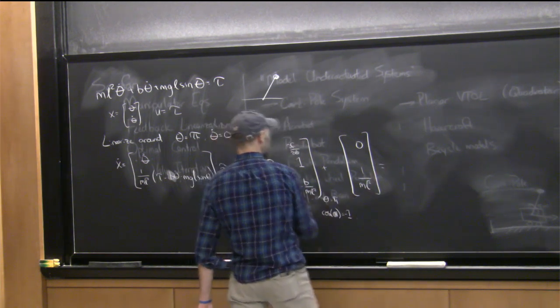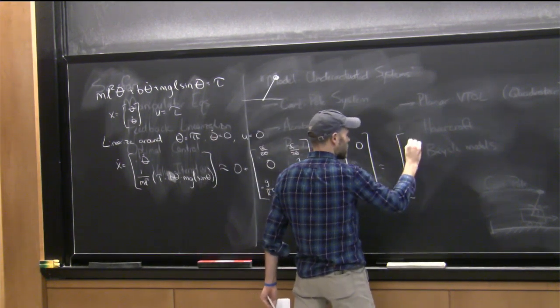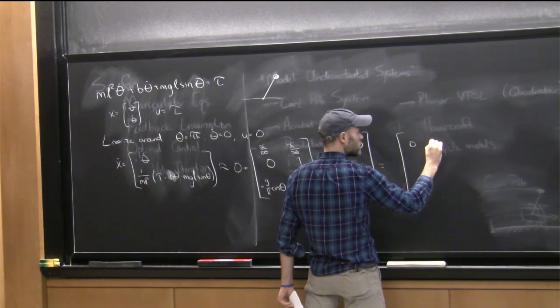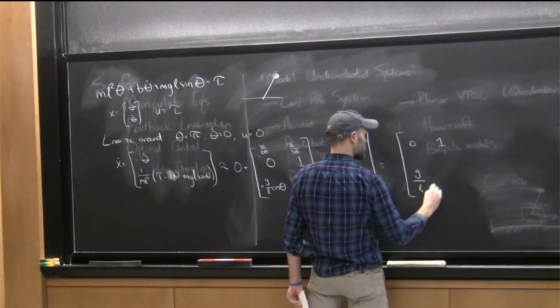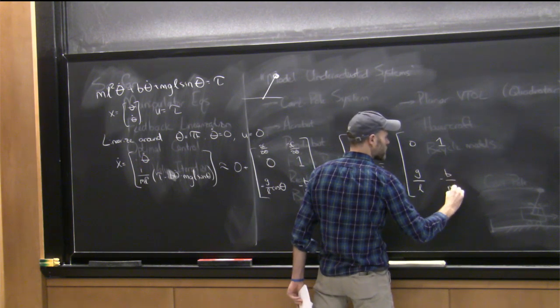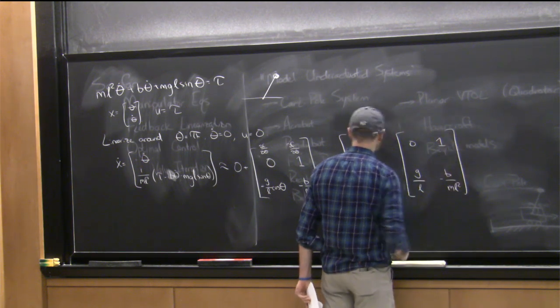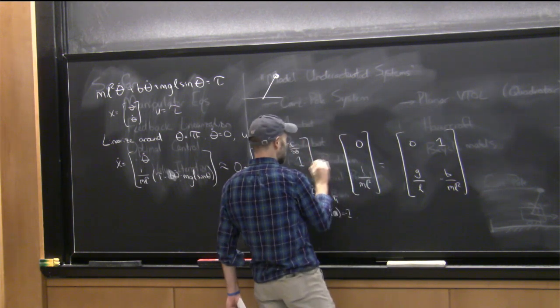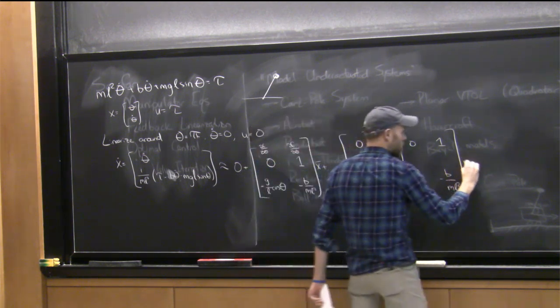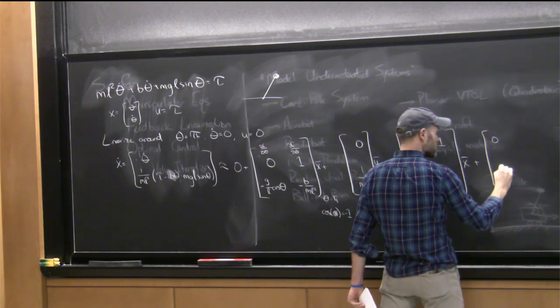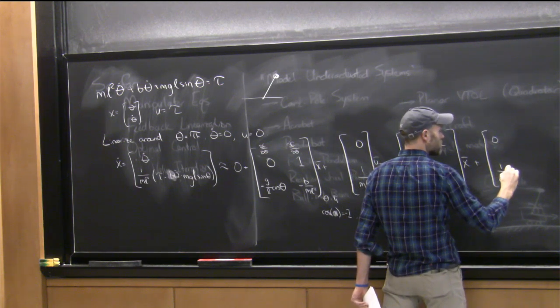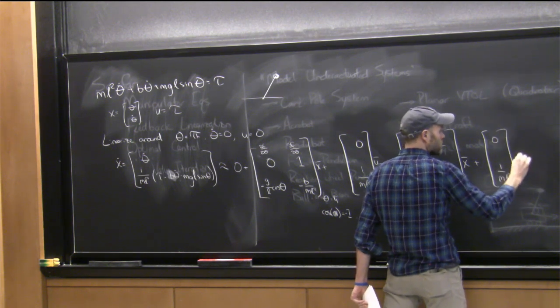So I get just 0, 1, positive g over L, negative b over ml squared, times x bar, plus 0, 1 over ml squared, times u bar.